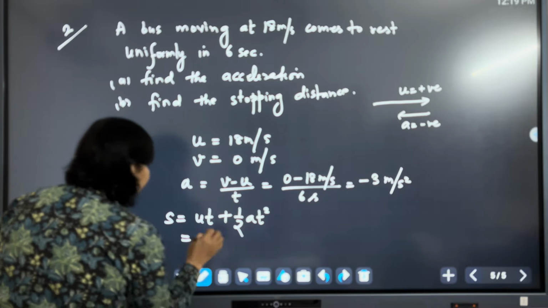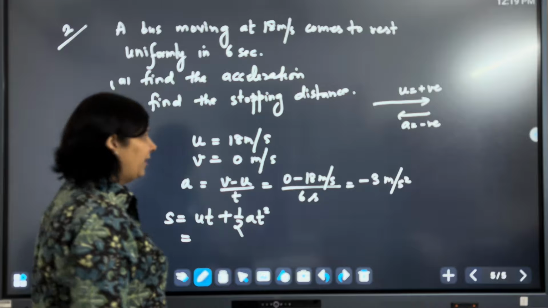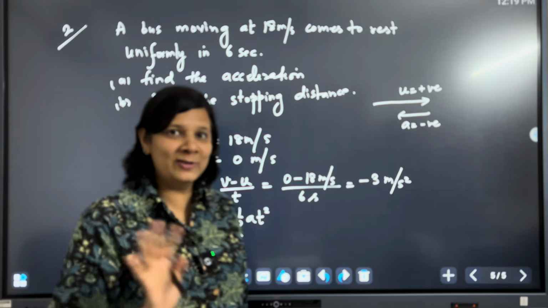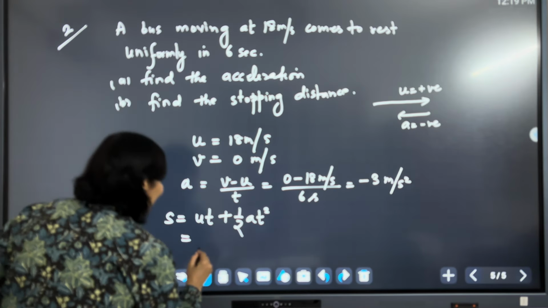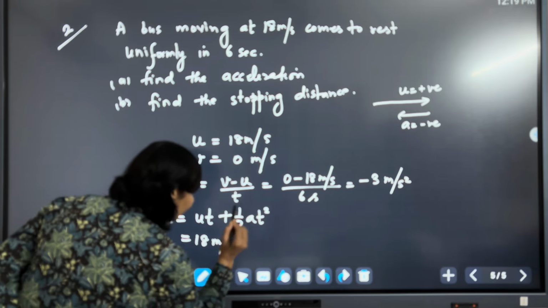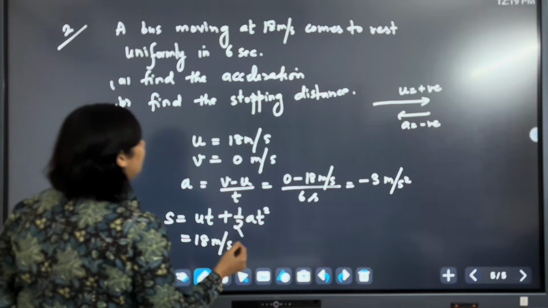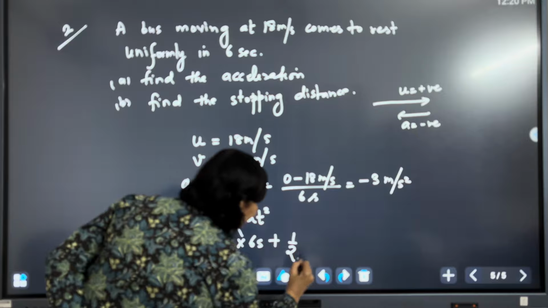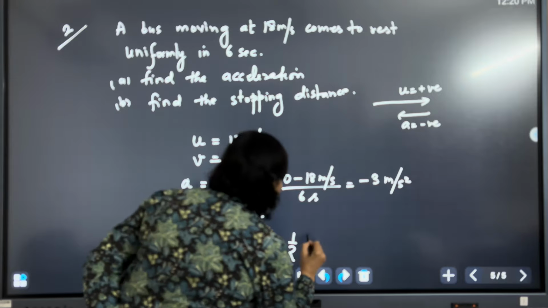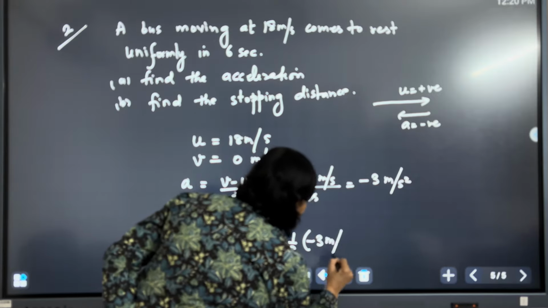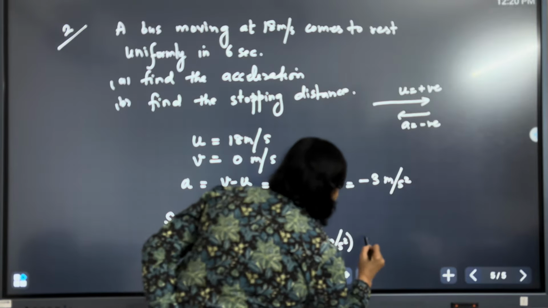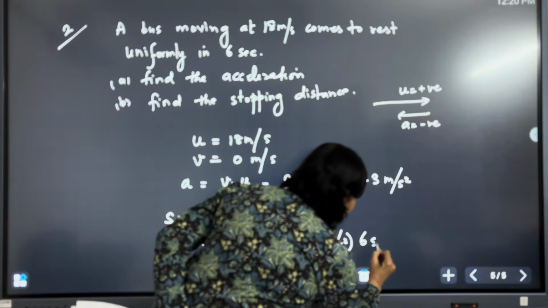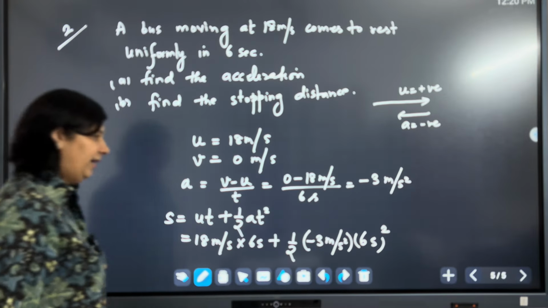Now u is 0, first term will go away, there is no need to write. No, I am so sorry, the initial velocity is there, initial velocity is not 0, right? So it is 18 meter per second into, for how much time was the bus moving? 6 seconds, plus half, a is negative, okay, you have to take it with sign, minus 3 meter per second square, into time is 6 seconds, 6 second whole square, right?